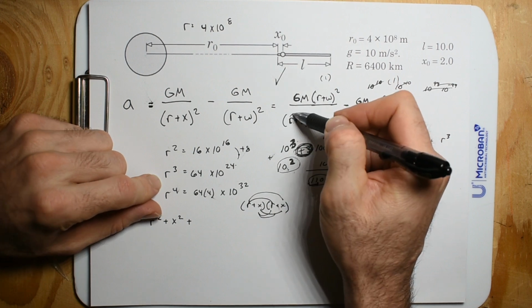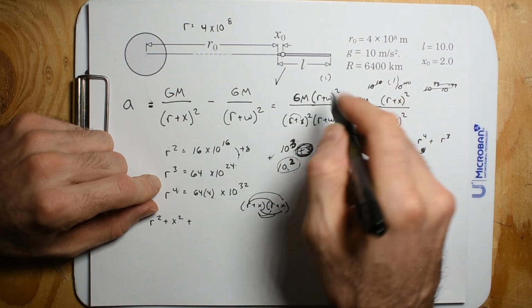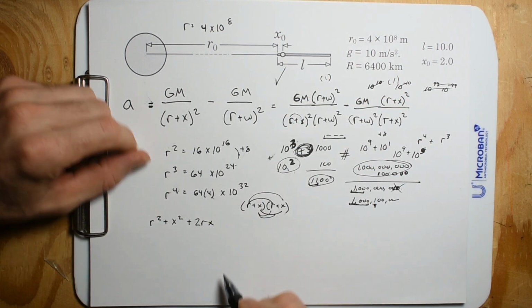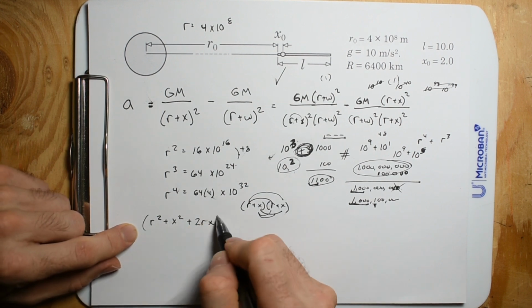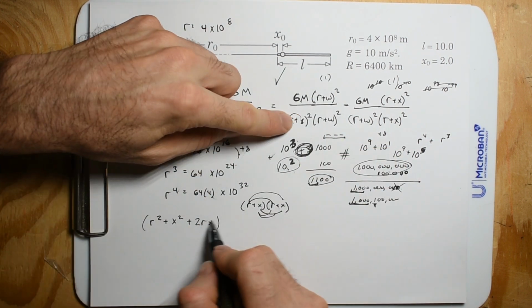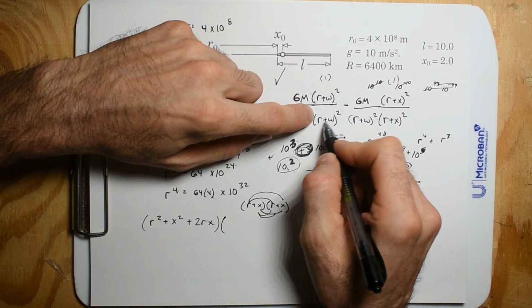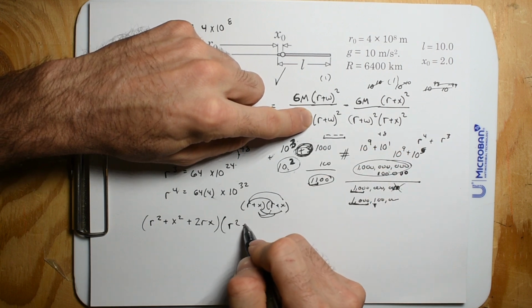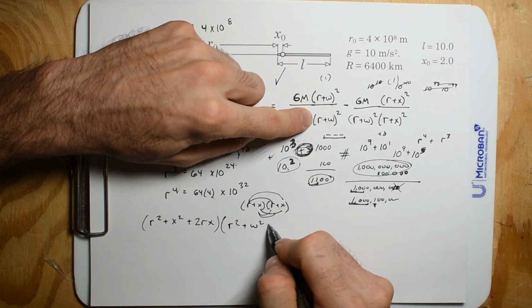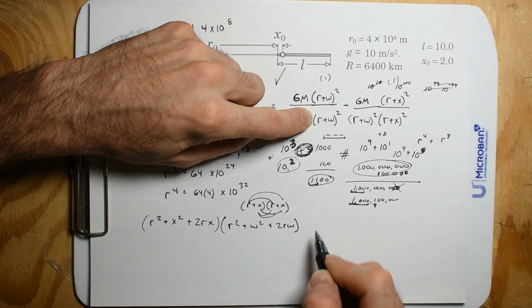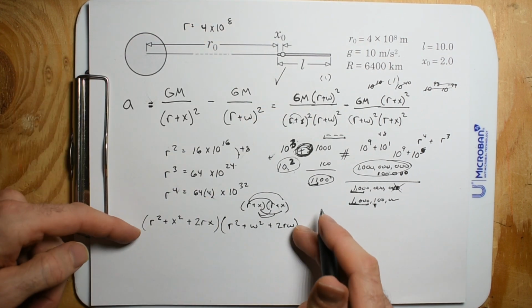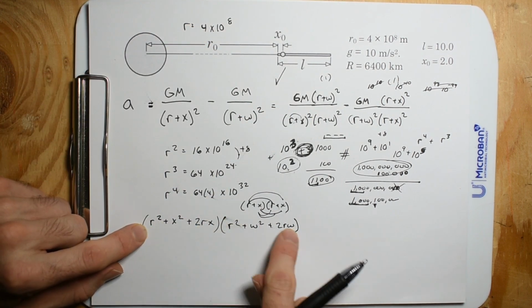You know what I mean? We're going to do r times x, but we're going to have to do that twice. So we're going to have 2rx. Alright, sweet. So that's the first term. And now we still got to multiply it by this. So let's do that same process. We have r squared plus w squared plus 2rw. Sweet. Okay, and now we have to multiply these out.